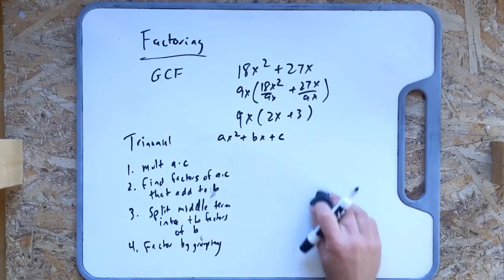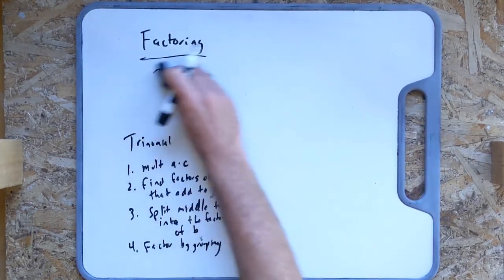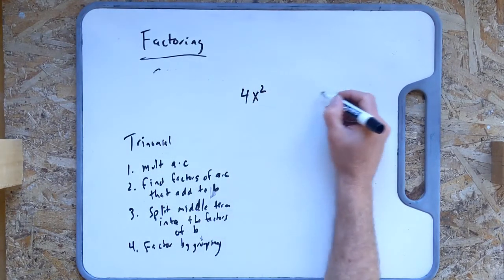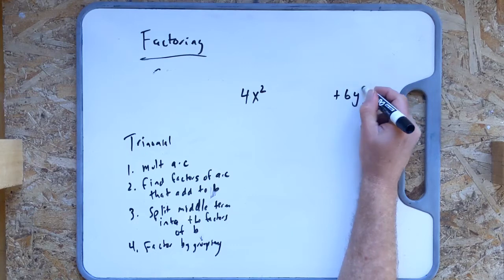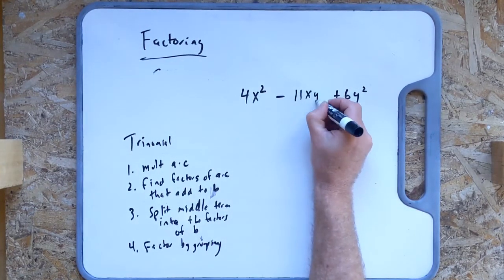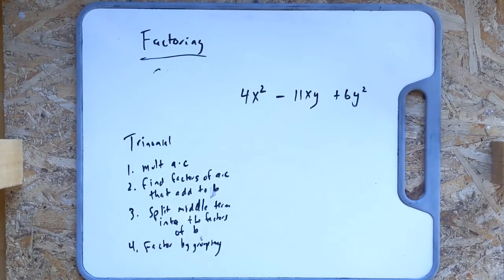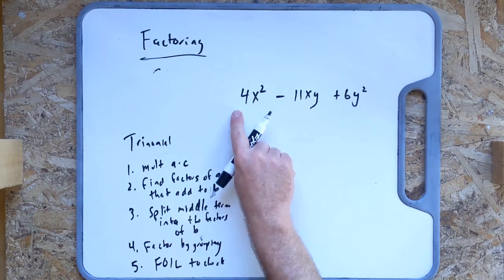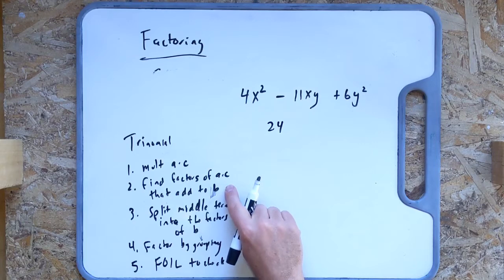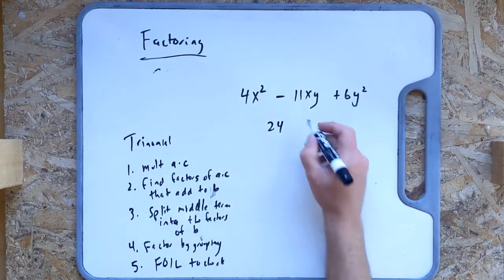Okay, let me give you an example of that. We will use 4x squared plus 6y squared, and then finally minus 11xy. I'm going to go through this process and put out the last step early here, which is FOIL to check. So the first step says multiply a times c, which is 4 times 6. That gives you 24. Then find the factors of 24 that add up to negative 11.